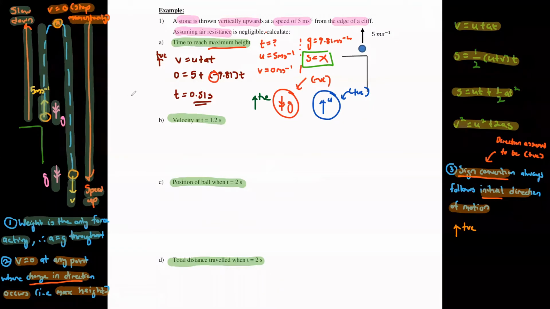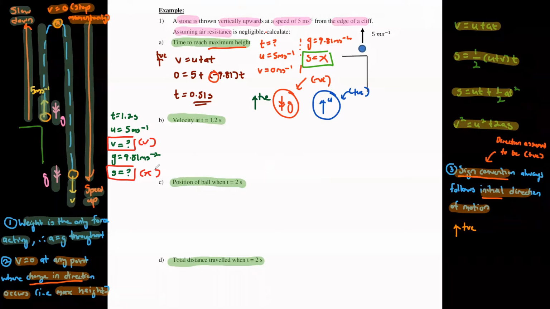Moving on to the next part of the question, which requires us to find out the velocity at t equals 1.2 seconds, let us first identify all the variables involved. Our time t is equal to 1.2 seconds. Our initial velocity u is equal to 5 meters per second, whereas our final velocity v is what we want to find out. Our gravitational acceleration remains at 9.81 meters per second squared as before. And then our displacement is not something that we know.